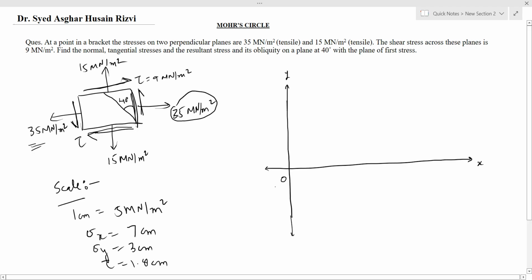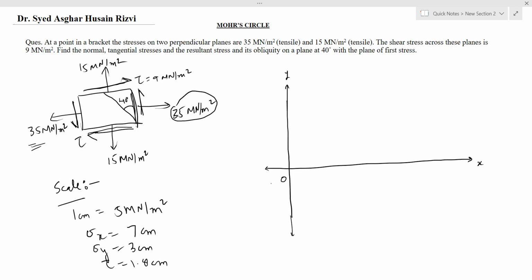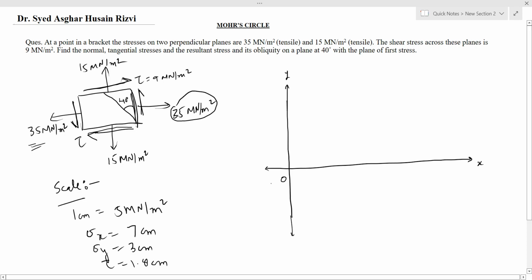We have also made some assumptions in the first lecture, and on the basis of assumption the tensile direct stresses are plotted on positive x-axis and the shear stress is plotted on y-axis. Clockwise shear stresses are plotted on positive y-axis and anti-clockwise on negative y-axis. Let us do the marking. 1, 2, 3, 4, 5, 6, 7. We'll mark this point as A. OA equals sigma x and OB equals sigma y. Sigma y equals 3 centimeter, so we'll mark B at 3 centimeter.